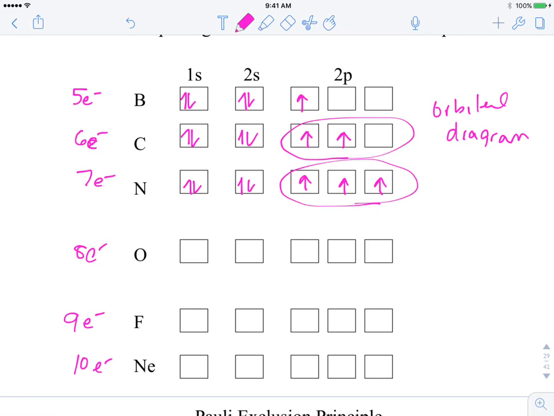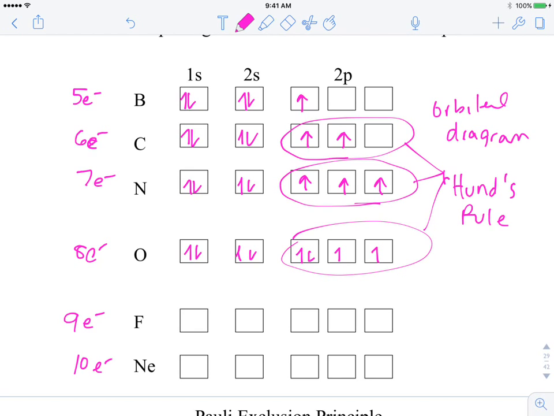Again, very important. Oxygen, 1, 2, 3, 4, 5, 6, 7, 8. Very important. Now, I keep saying very important, but I'm not telling you why it's important. This is called Hund's Rule.